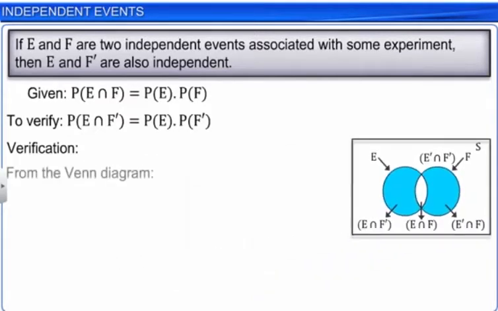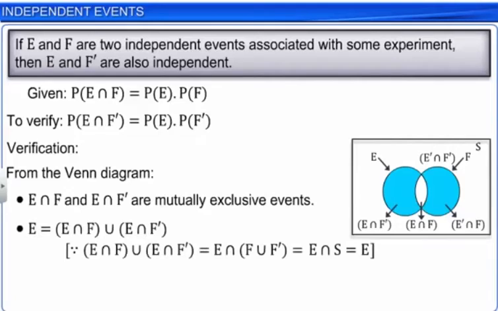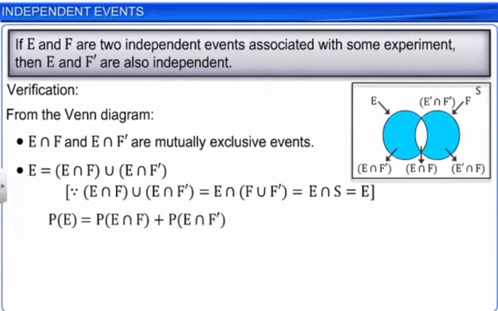It is clear from the Venn diagram that events E intersection F and E intersection F complement are mutually exclusive. Also, E is equal to E intersection F union E intersection F complement. Thus, the probability of E is equal to the probability of E intersection F plus the probability of E intersection F complement. This can also be written as the probability of E intersection F complement is equal to the probability of E minus the probability of E intersection F.